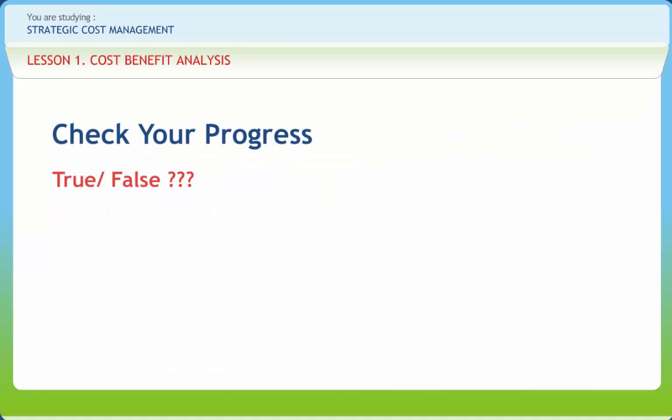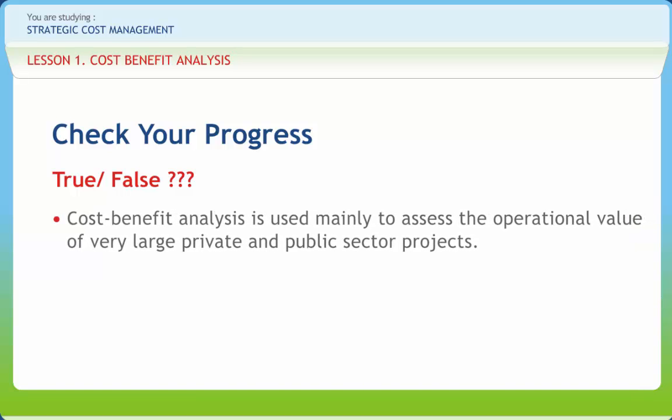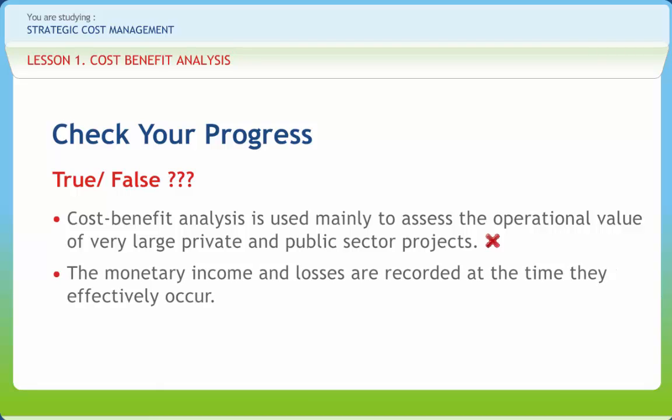Now let us check if we've understood the various concepts discussed in this lesson clearly. Cost-benefit analysis is used mainly to assess the operational value of very large private and public sector projects. Right or wrong? Wrong.